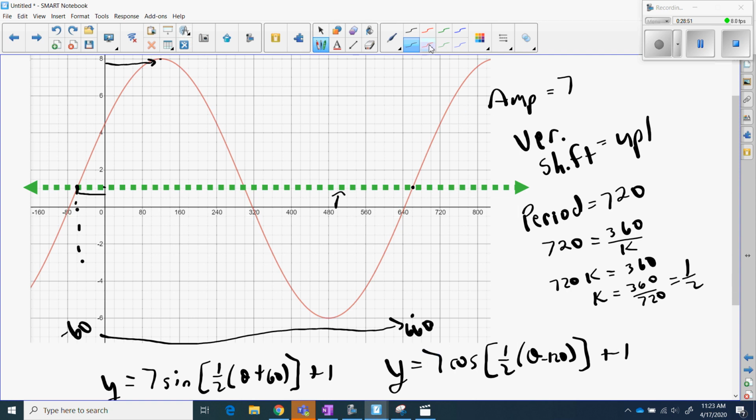I'm just going to put it in red here just to show you. If somebody said, I went here instead, you're talking about a negative pattern because it starts at the bottom, goes up, back to the middle. Well, then your phase shift would have been to the right 480 degrees. So if you went negative, your phase shift would be right 480 instead. There you have it. So there's a sine wave and a cosine function for that one. Let's move on.